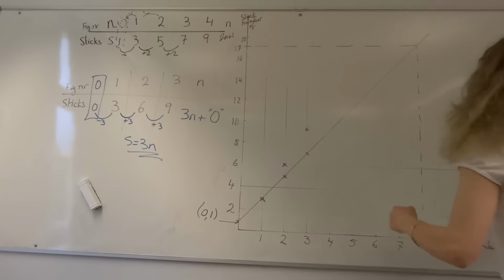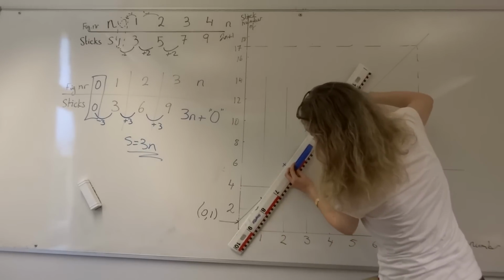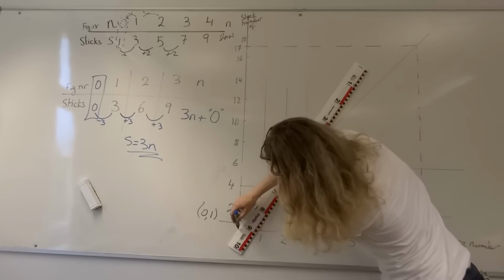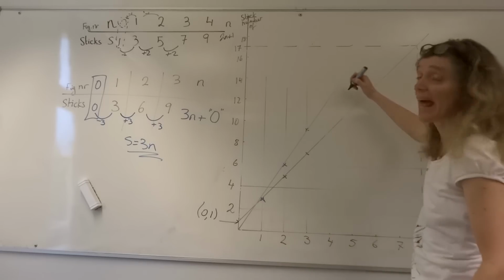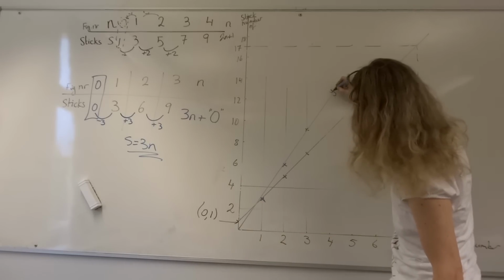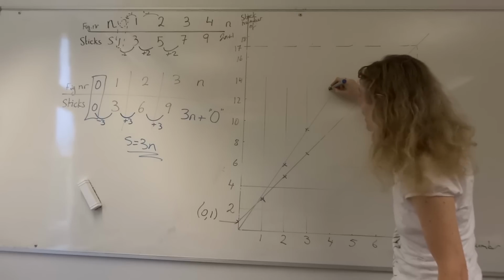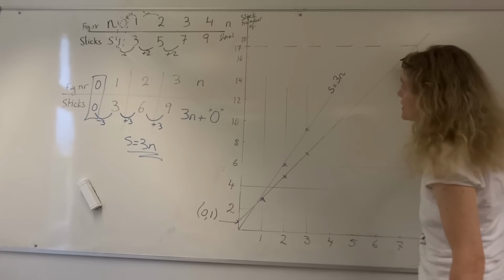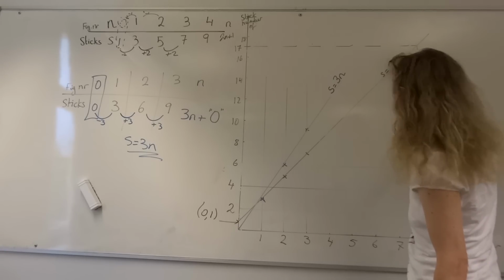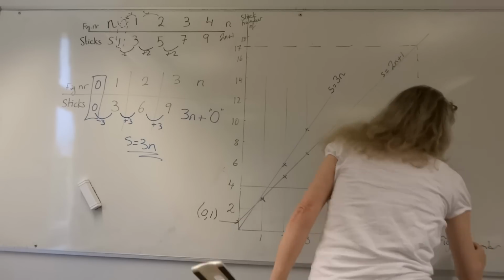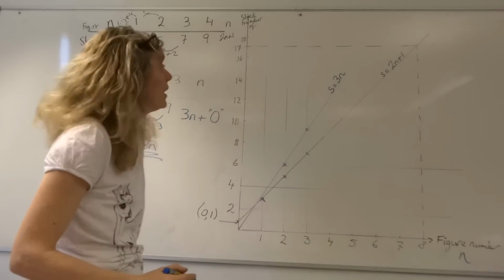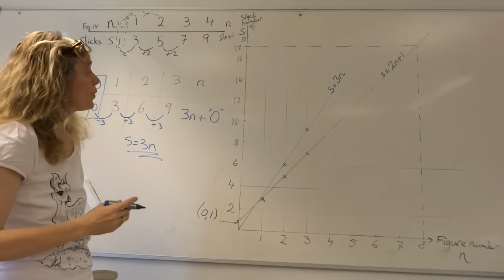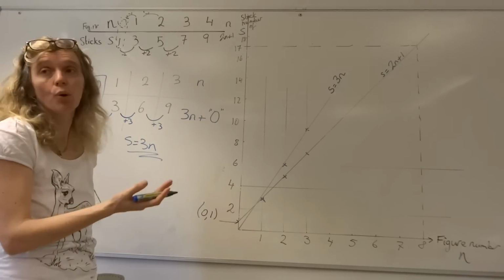So now we're going to have a different graph here that is going to go through the origin. And we should label the line. This one is not y because it's sticks. The s equals 3 lots of n, and this one has s equals 2n plus 1. Figure number, we can define that as being n here, and number of sticks we can define as being s on the y-axis.